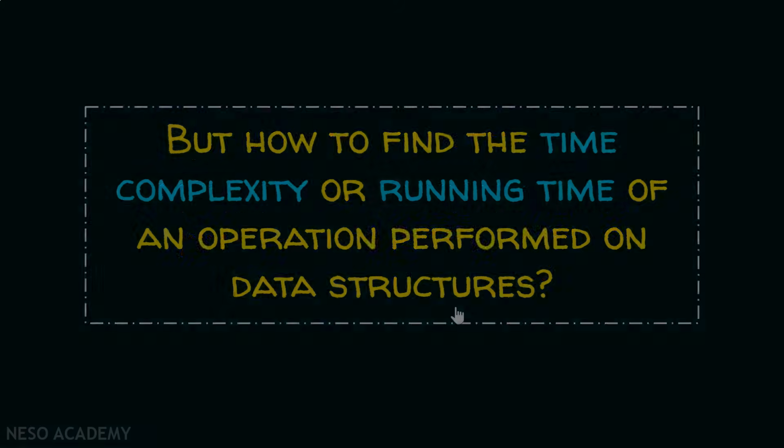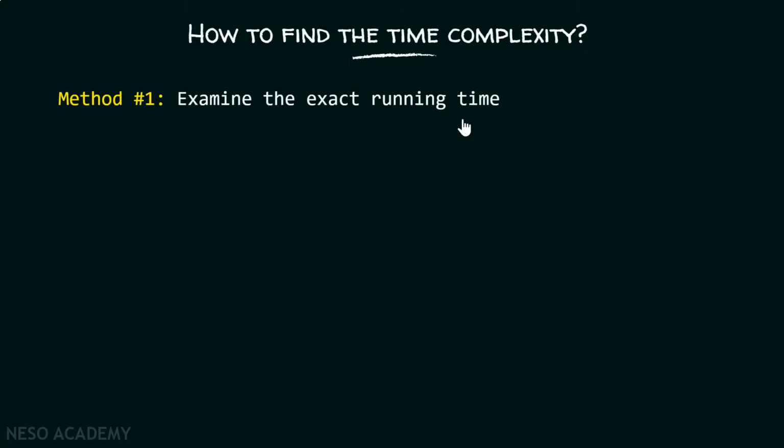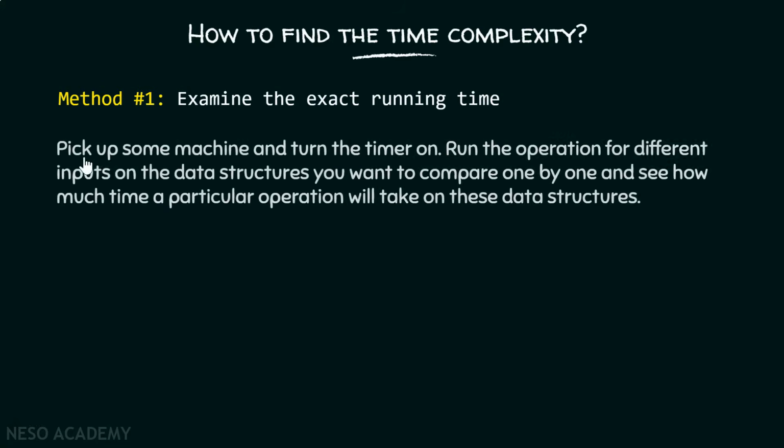And here is method number 1. Examine the exact running time. Now how to do that? Pick up some machine and turn the timer on. Run the operation for different inputs on the data structures. You want to compare one by one and see how much time a particular operation will take on these data structures. Obviously, the requirement is that you need a machine and you need a timer maybe.